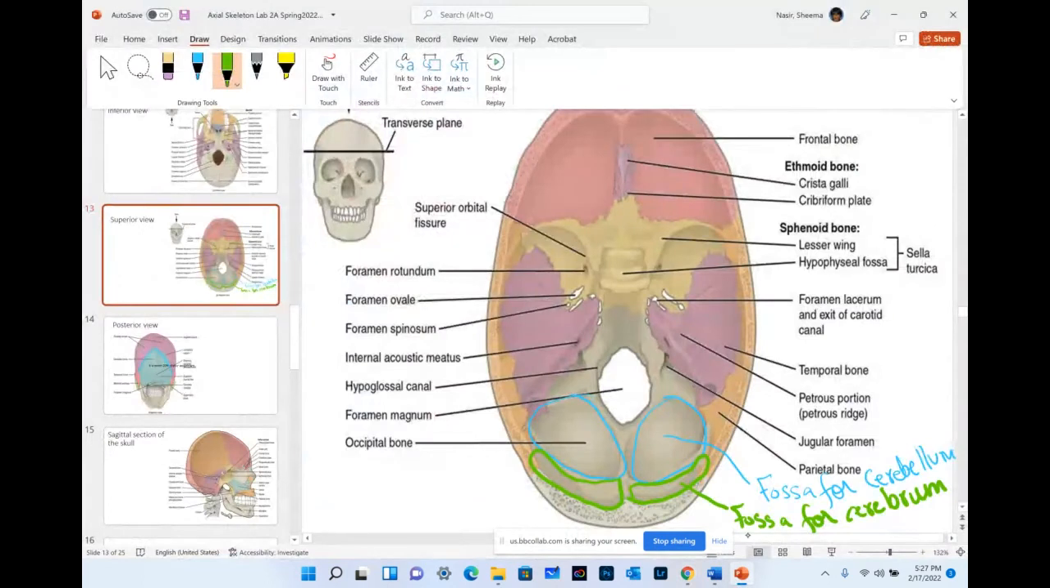So let me show you that. See, fossa for cerebellum is below and fossa for cerebrum is up. Okay, and your brain's cerebellum and cerebrum fits in it.